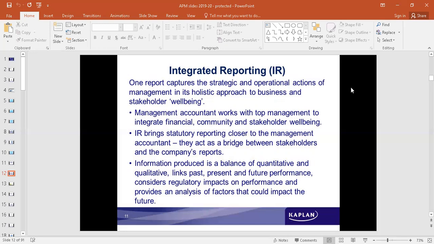What is integrated reporting? The financial statements that are disclosed do not disclose the complete set of information, because they are summarized statements, and financial statements have only information in monetary value. So anything which can be expressed in monetary value is included in the financial statement.